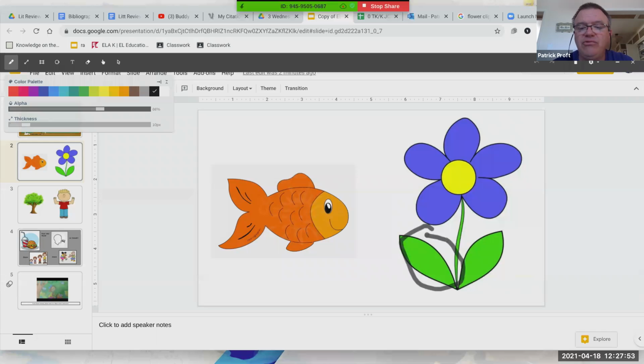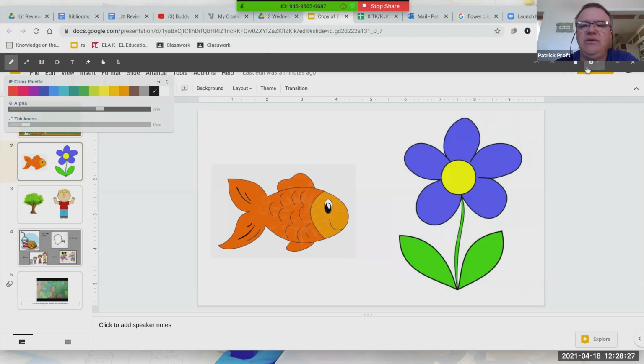Plants breathe through little holes in the bottom of their leaves. Fish breathe through their gills, which help them to get oxygen out of the water that they're in. So even though a fish is in water, it is actually breathing. It's just breathing oxygen from the water. Let's see what else. They both grow. They both move. They both need food and water, and they breathe. So that's what fish and plants have in common.